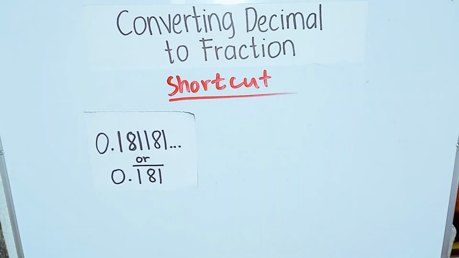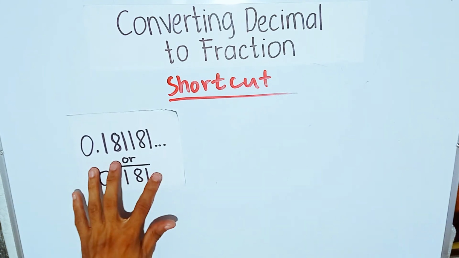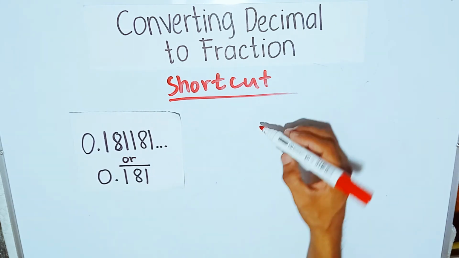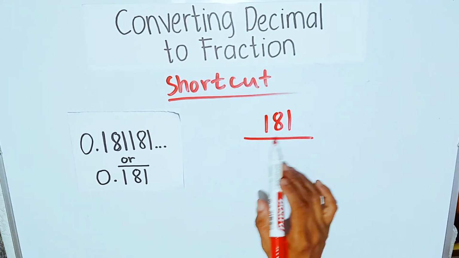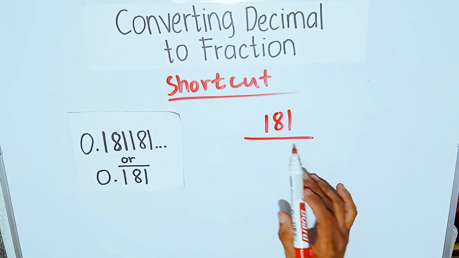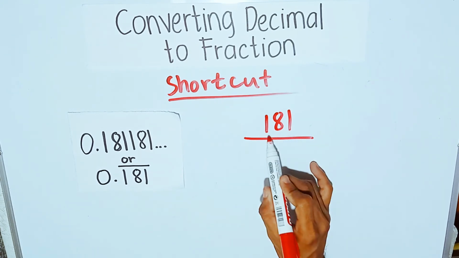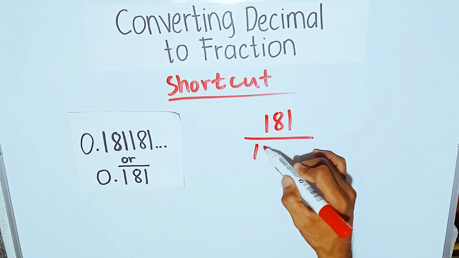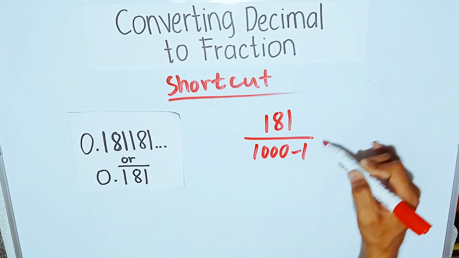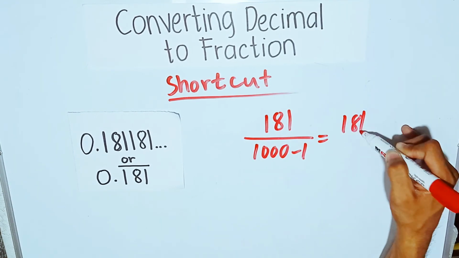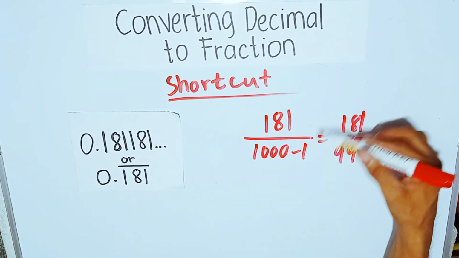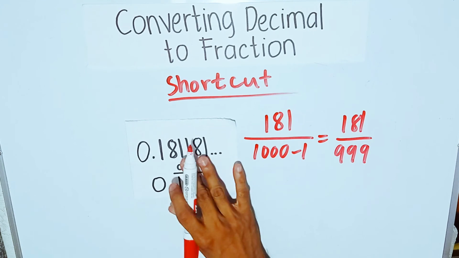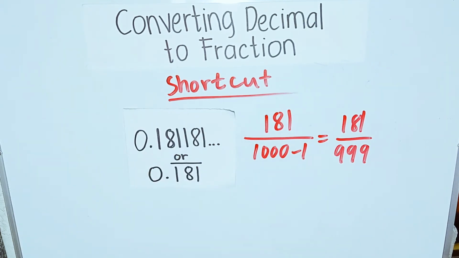Next example, last example. Okay, our last example will be that one. So, gamitin na natin yung shortcut. Ano yung nauulit na number? We have 181. So, our 181 over, ano yung magiging powers of 10? Meron tayong tens, hundreds, thousand. So, meaning to say, 1,000 minus 1 is equals to 181 over 999. So, therefore, this will be our reduced form or our fraction form of this decimal.